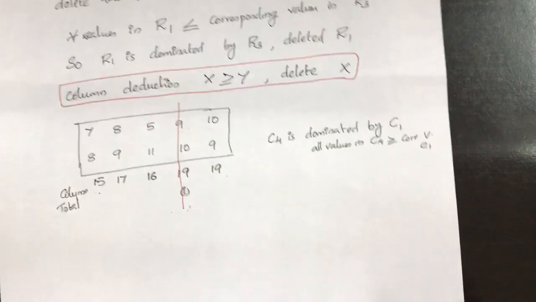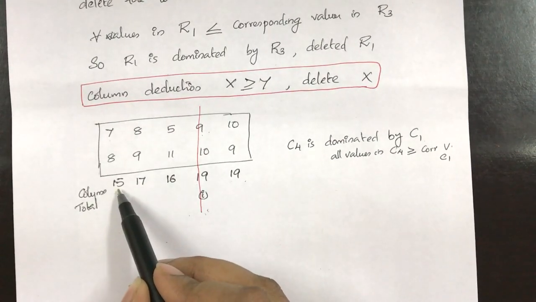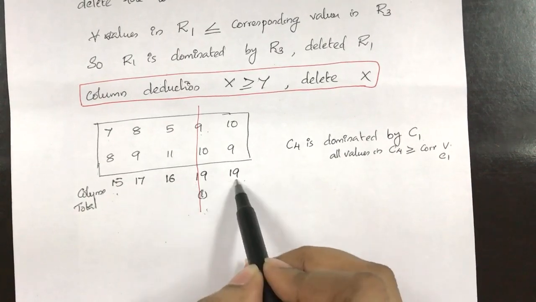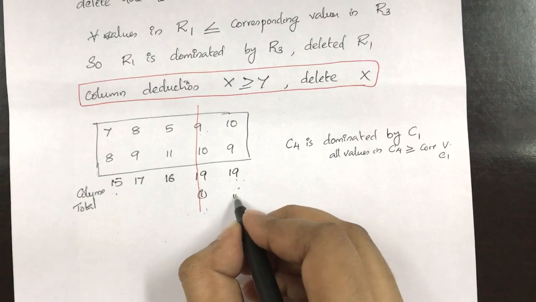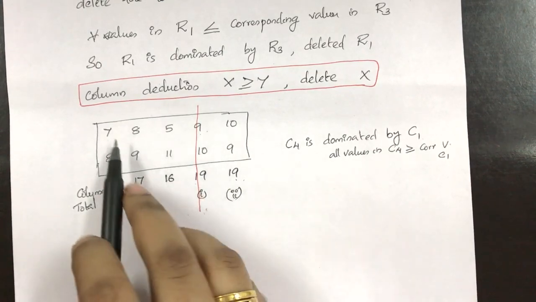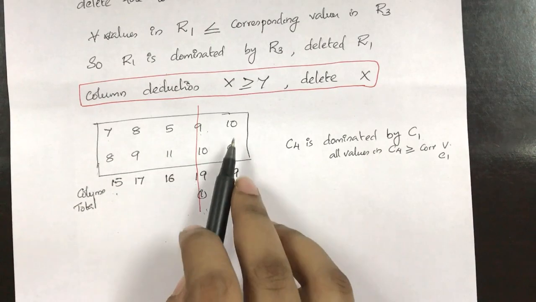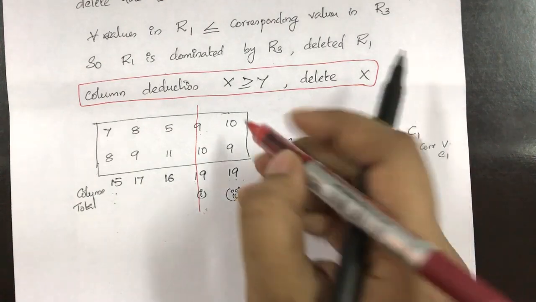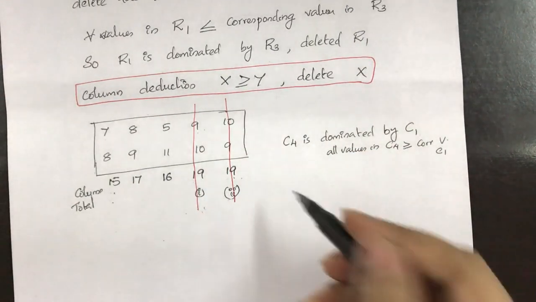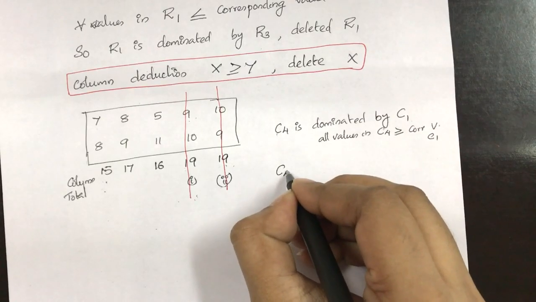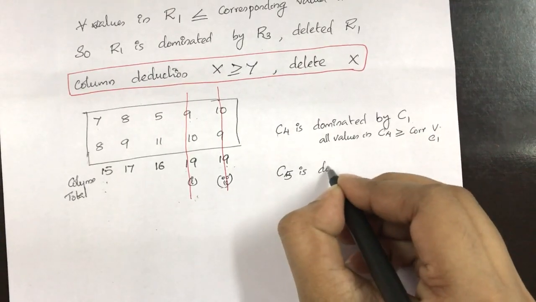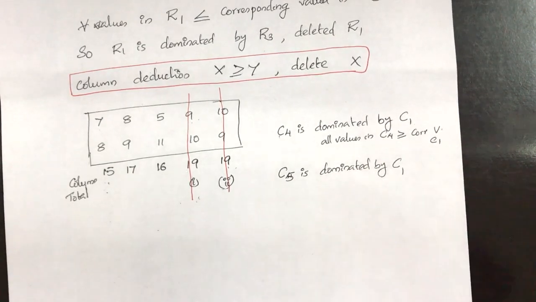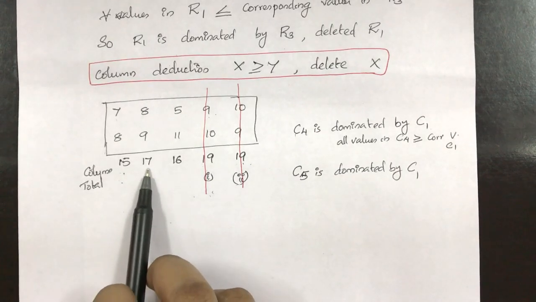Okay. Now I am going to compare C1 with C5. This is also 19. If a tie occurs, we need to choose the first 19. Now I am going to take this column C5. 7, 10, this is the highest. 8, 9, this is the highest. So C5 is dominated by C1. So delete C5, and write here: C5 is dominated by C1.